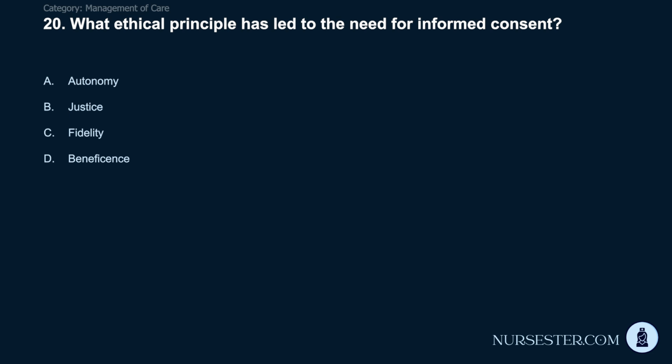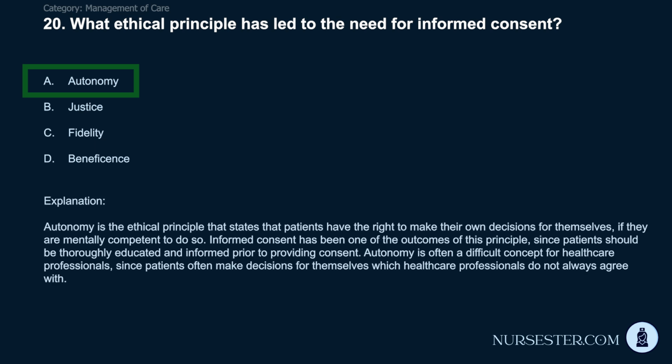20. What ethical principle has led to the need for informed consent? A. Autonomy. B. Justice. C. Fidelity. D. Beneficence. Correct answer, A. Autonomy. Autonomy is the ethical principle that states that patients have the right to make their own decisions for themselves, if they are mentally competent to do so. Informed consent has been one of the outcomes of this principle, since patients should be thoroughly educated and informed prior to providing consent.